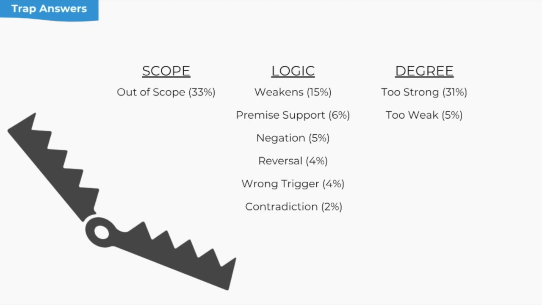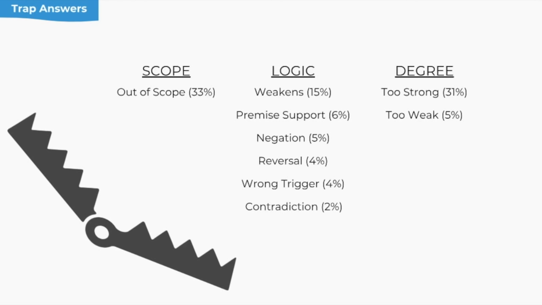31% of wrong answers on necessary assumption questions are simply stronger than what the argument needs to assume, right? If you're looking for a necessary assumption, anything that goes beyond what you need could be potentially problematic. So you want to be on the lookout for answer choices that look good but are stronger than what you needed to assume. Answer choices that simply support a premise, 6% of wrong answers are wrong for that reason.